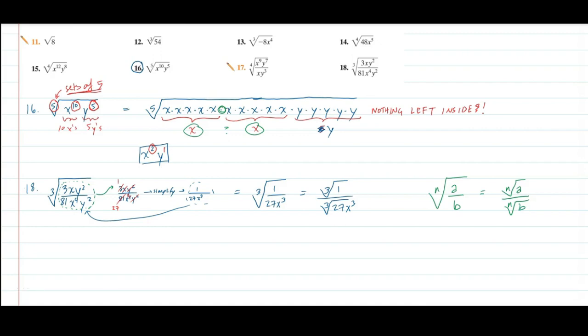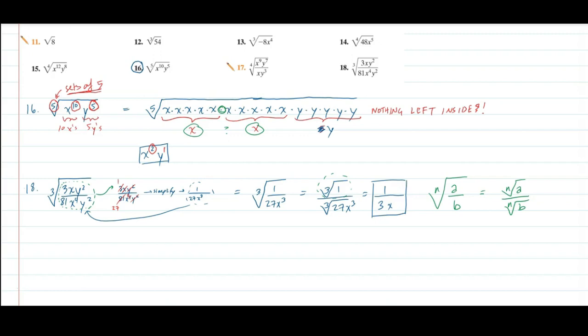Having done that, you have to ask yourself, what's the third root of 1? Meaning what times itself 3 times gives you 1, and the answer is simply 1. And what's the third root of 27? We discussed this earlier, it's 3. And what's the third root of x cubed? If you have 3 x's written out, how many sets of 3 could you make? A single set of 3. So 1 over 3x is how you would do it.